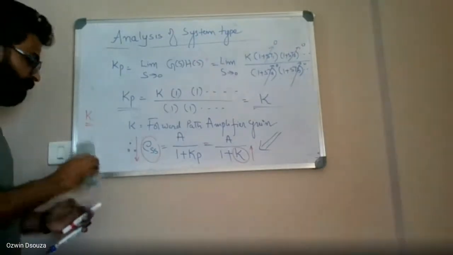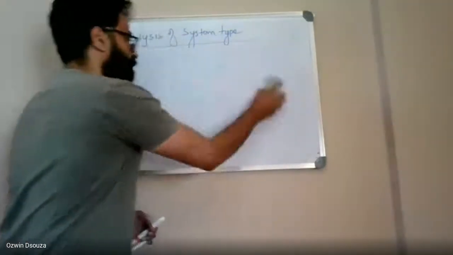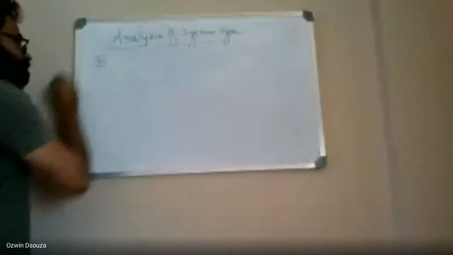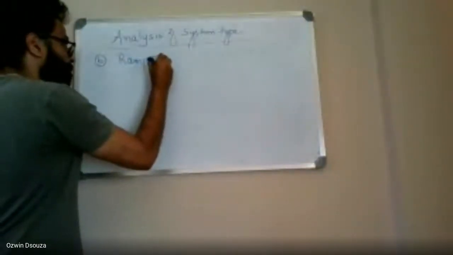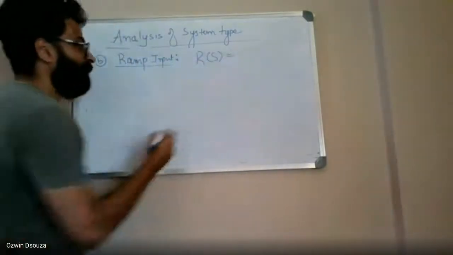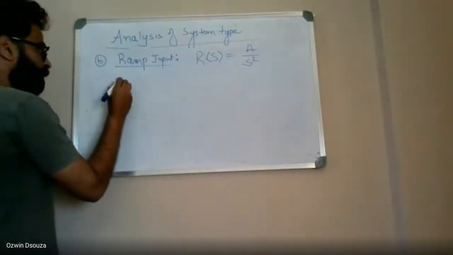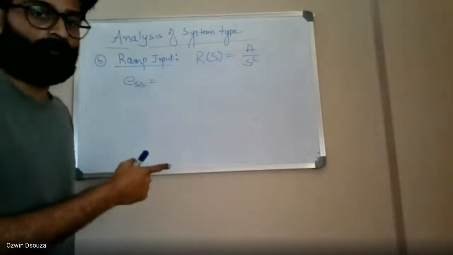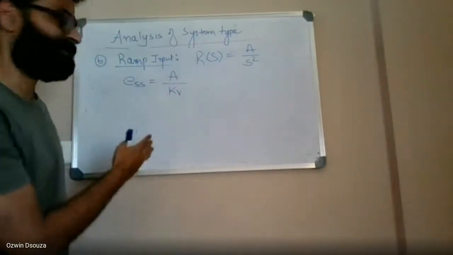Now, in a similar way, you can also find the steady state error of a type 0 system when it is subjected to the ramp function and the parabolic function. So, second case, let's consider ramp input. What do you mean by ramp input? The Laplace description of ramp input is R(s) equals A divided by s squared. We have seen that for a ramp input, the steady state error is given as A divided by Kv. I will not derive it because it has been derived already. Other day, we discussed it.